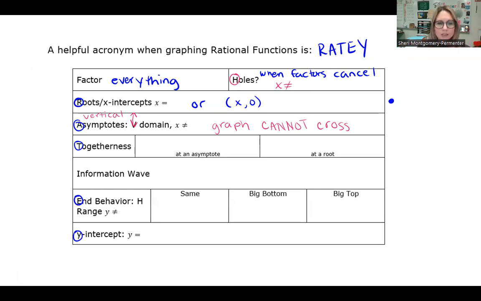Asymptotes are going to be marked on your graph with a vertical line. And you can mark it with a highlighter, like we did last class.